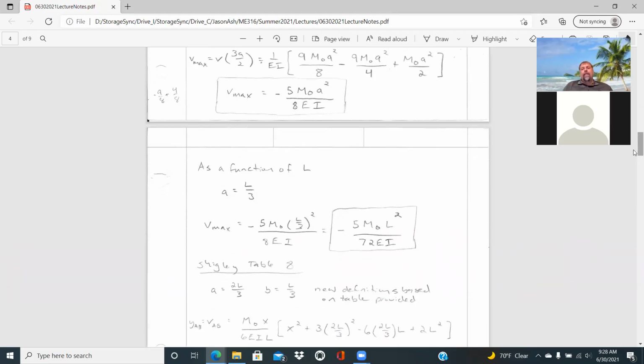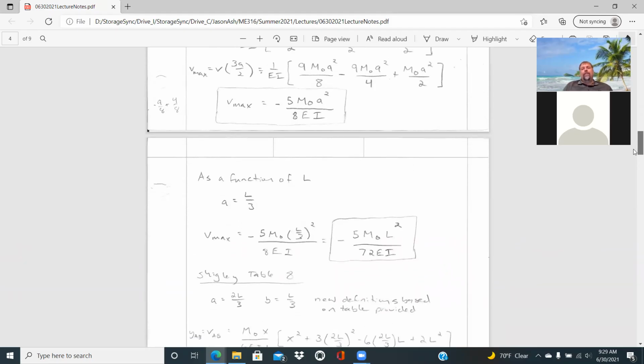And so we kind of derive this out in terms of the x equal to a aspect. Oftentimes the tables are set up based on the length of the beam. And so we can modify this one to represent that as the length of the beam. And so as a function of L, the length of the beam, we know that A is just L over 3. And so we could put L over 3 in for A.